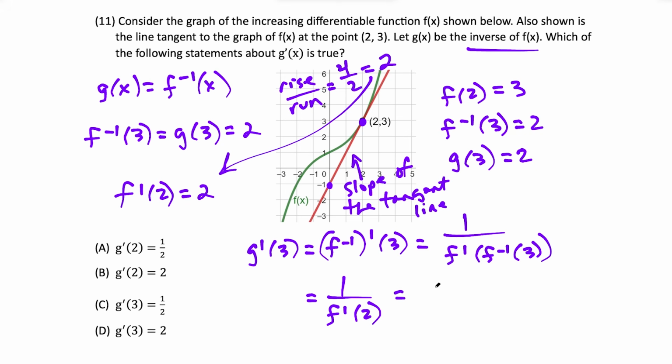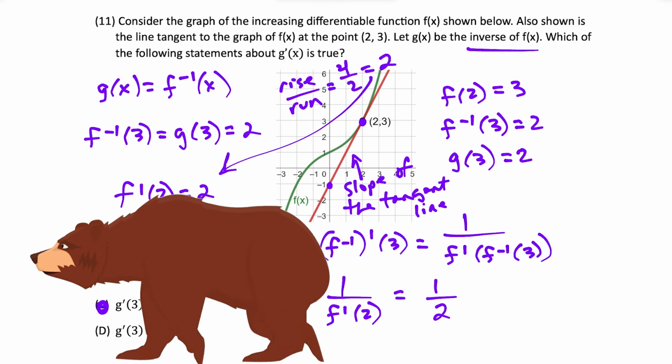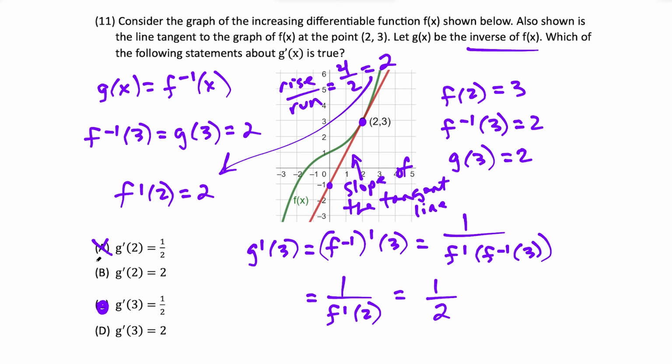So now we just replace this, and we're going to have 1/2, and that's going to match up here. And once again, be careful. We're finding g prime of 3 is equal to 1/2. So don't just get careless here and pick choice A. Choice A is a very dangerous bear trap.